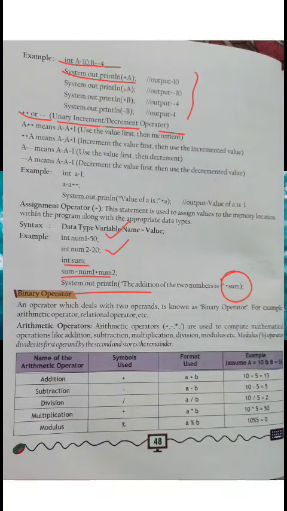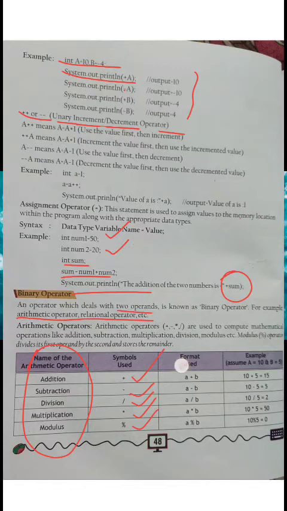Now next type of operator, these were unary operators. Only one operand was there. Now we will use binary operators, which deal with 2 operands. In binary operators, some of the operators are arithmetic operator, relational operator. Here the binary operators are given. Addition sign is used for binary operator, subtraction, division, multiplication, modulus.